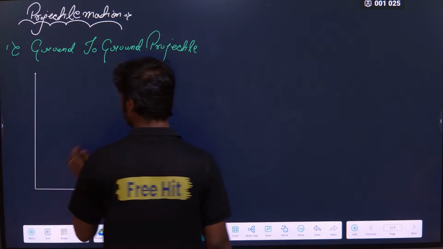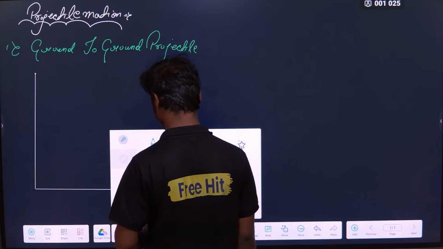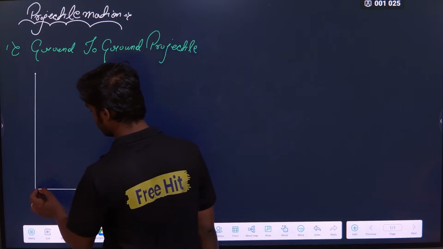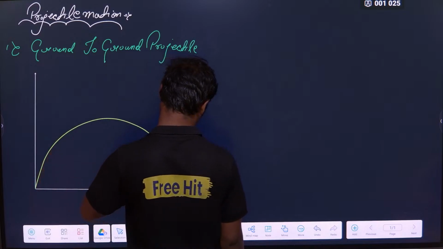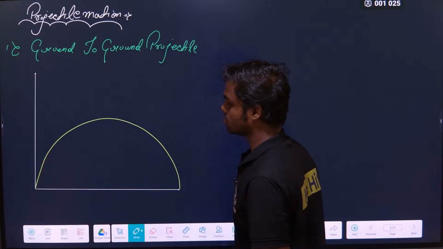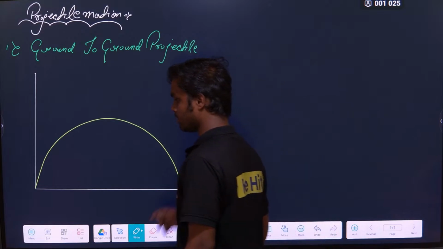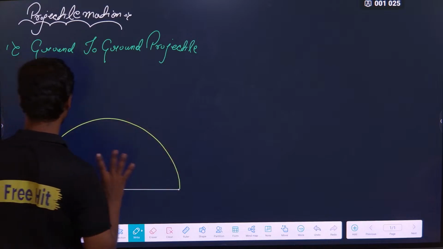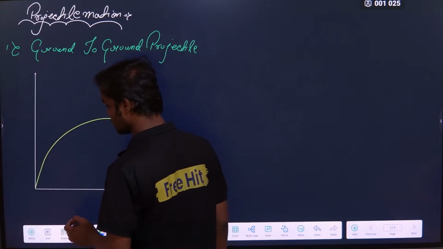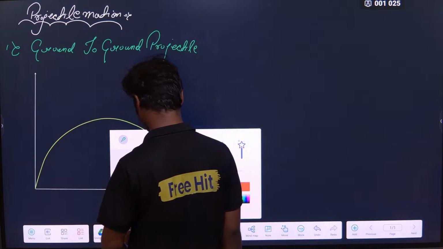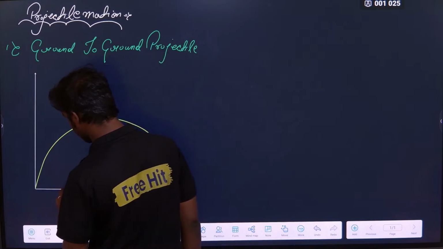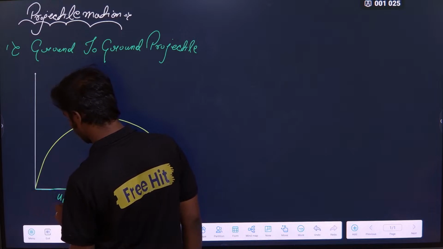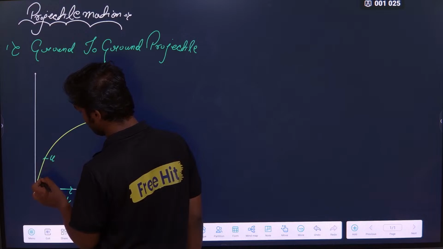So basically in ground to ground projectile, what is the scenario? The scenario is like this. I am throwing one object from here to here, so it is going something like this. What are the different types of questions that can be asked? Suppose I have thrown with a velocity of u at the angle of theta.